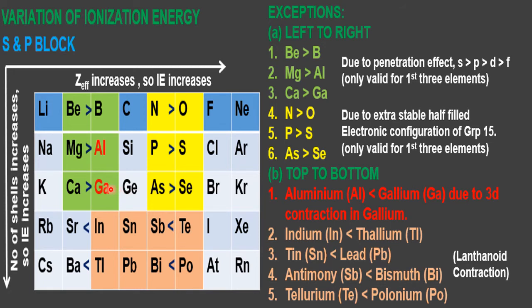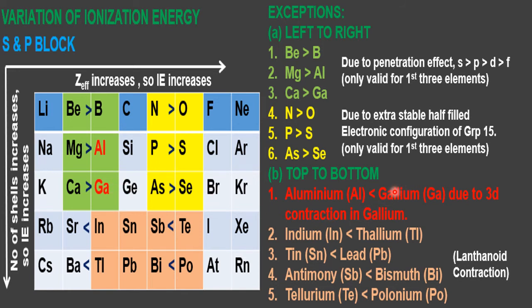If you see the shapes of the d orbitals, they are diffused in space compared to p and s orbitals. Because the 3d orbitals are diffused in space, they can't protect the outer electron properly. So the outer electrons are dragged by the nucleus. In the case of gallium, especially because of the 3d electrons, the outer electron is slightly pulled towards the nucleus. When the pull is more, removal is difficult. Therefore, gallium has more IE than aluminium.